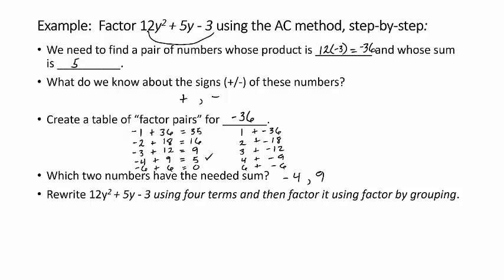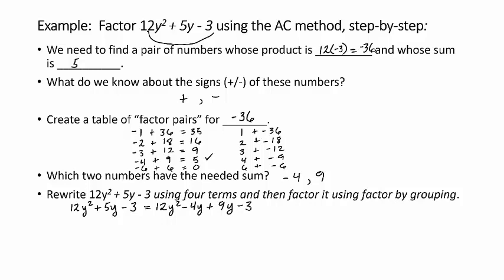So now we're going to rewrite 12y squared plus 5y minus 3 using 4 terms, and then factor it using the factor by grouping. Okay, so with 12y squared plus 5y minus 3, we're going to rewrite the middle term as 12y squared minus 4y plus 9y minus 3. Okay, so a word about this.